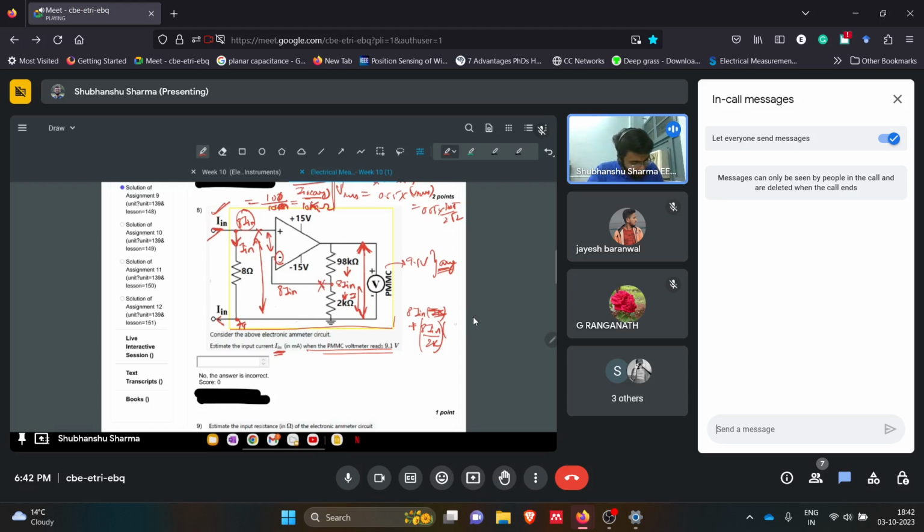So into this will be 98 kilo, which is equal to negative of V naught. We know it's positive 8 I in, yeah, because current is flowing downward, so it's positive. So V naught equals 8 I input plus 2k, so this will be 98k. So yeah, instead of 2k, 4 32.